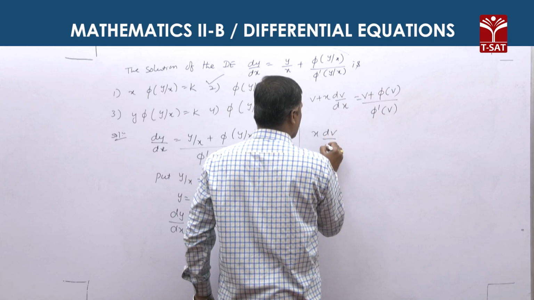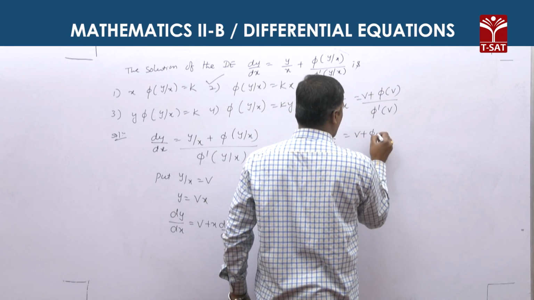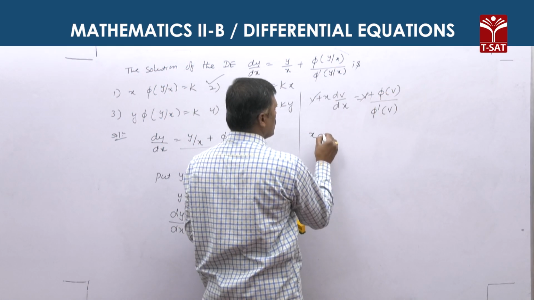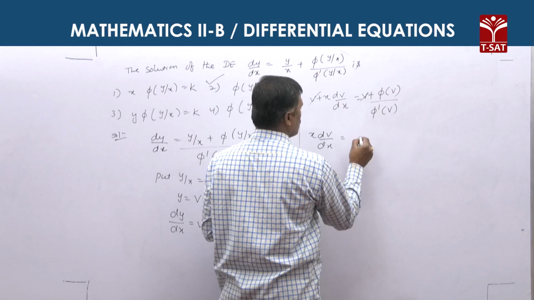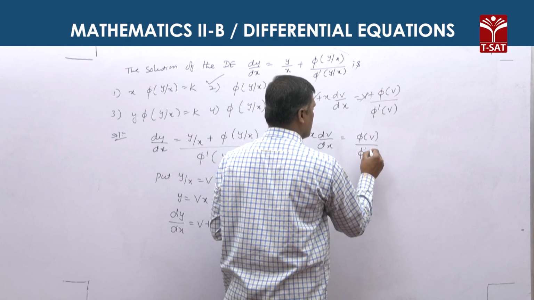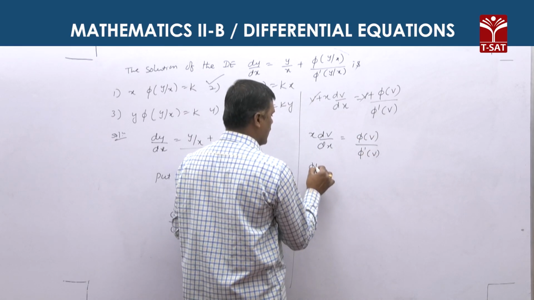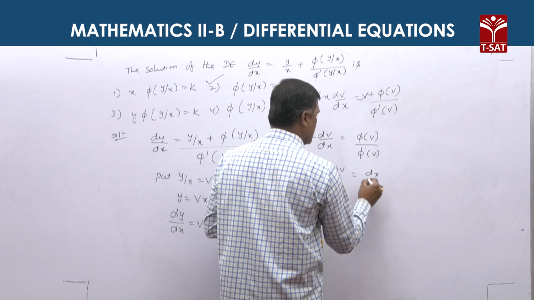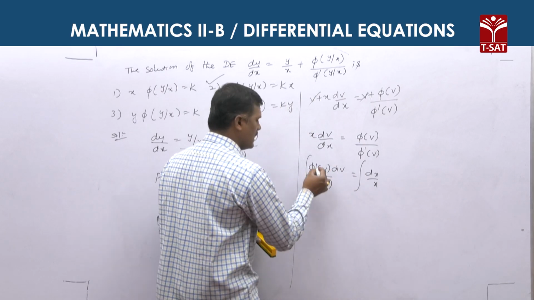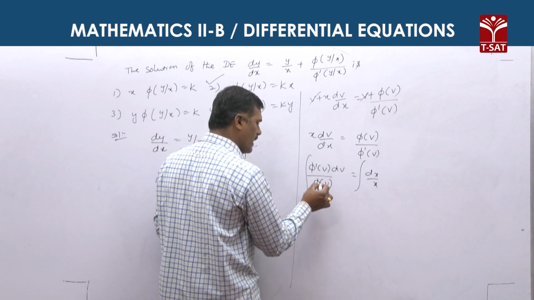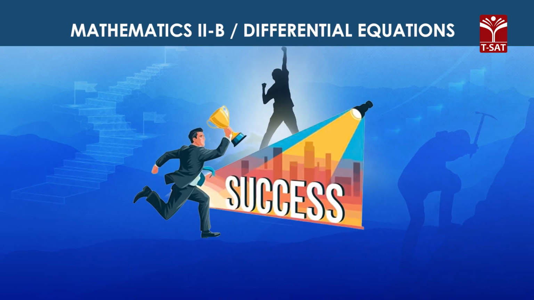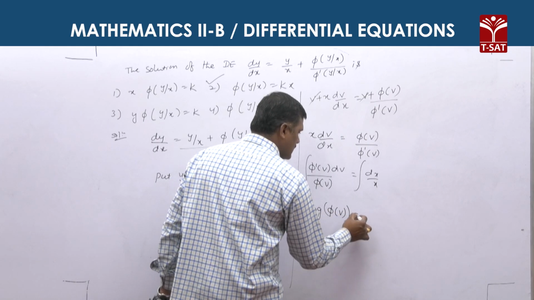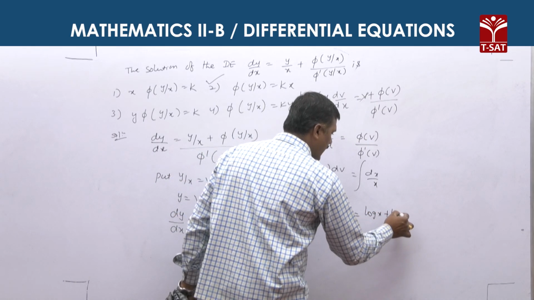So x into dv by dx is equal to v plus phi of v by phi dash of v minus v; the v will go. X into dv by dx is equal to phi of v by phi dash of v. Now variables separable: phi dash of v into dv by phi of v is equal to dx by x. Integrating on both sides, f dash of v by f of v into dv is log f of v, so log phi of v is equal to log x plus log k.